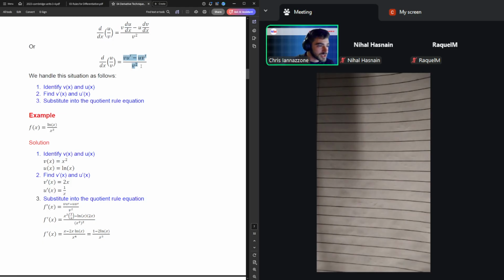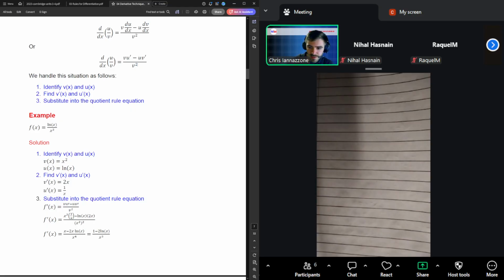Same idea with the quotient rule. It's a lot more involved. There's subtractions now, so the order matters a lot. And there's a final division of v squared, which can be a bit of a pain.